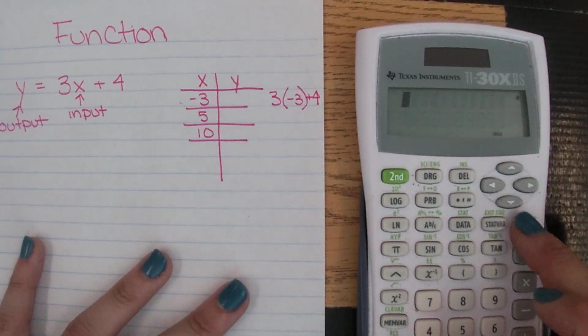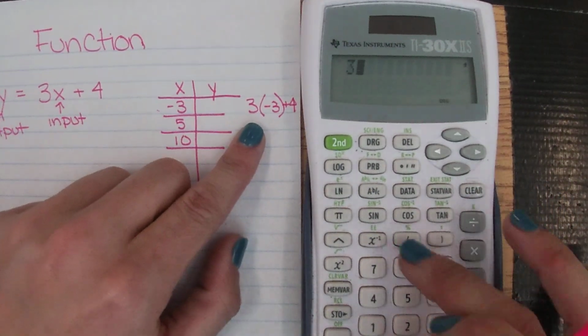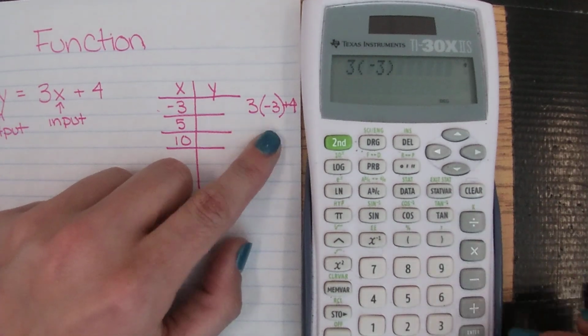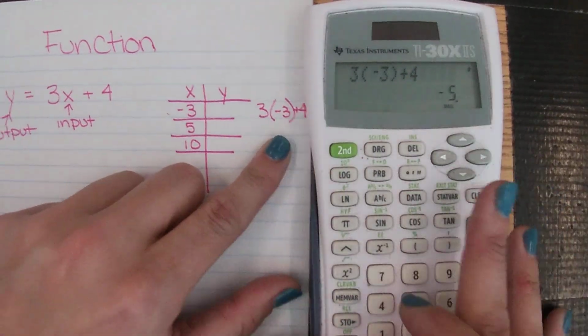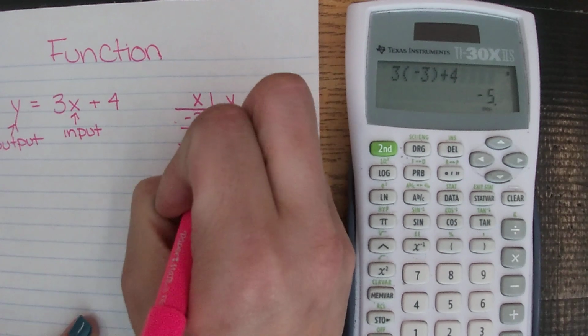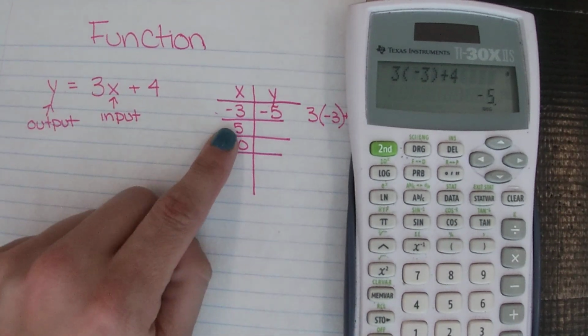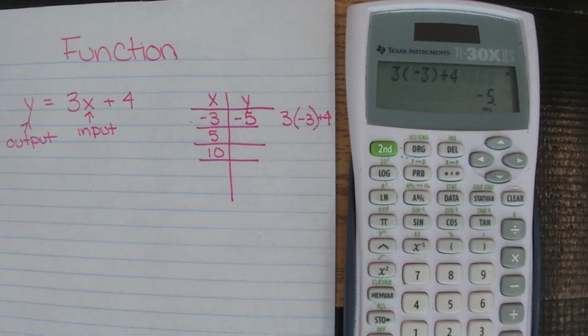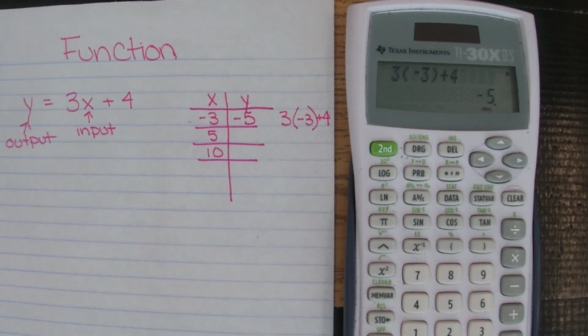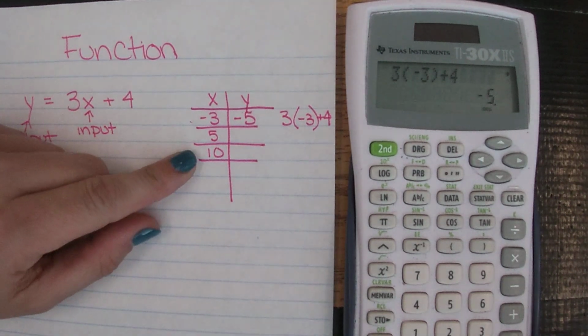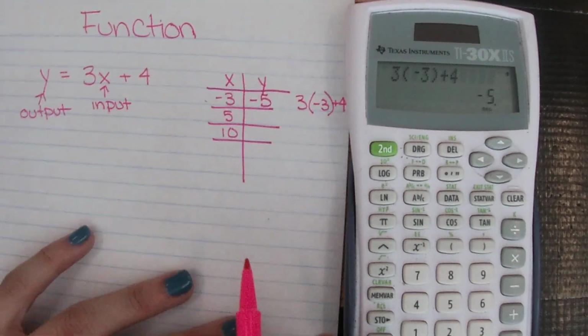I hope we could do this math in our head, but if you did it with the calculator and you needed to, fine. 3 times -3 plus 4 gives us -5. So we know if our input is -3, our output is -5. If our domain is -3, our range is -5. If our x value is -3, our y value is -5. And then we could do the same thing for any various situations.